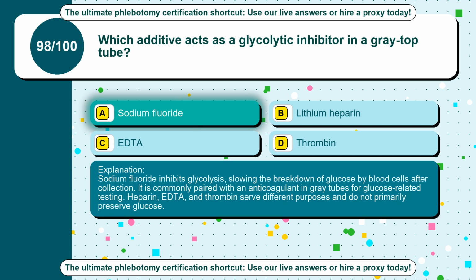Sodium fluoride inhibits glycolysis, slowing the breakdown of glucose by blood cells after collection. It is commonly paired with an anticoagulant in grey tubes for glucose-related testing. Heparin, EDTA, and thrombin serve different purposes and do not primarily preserve glucose.